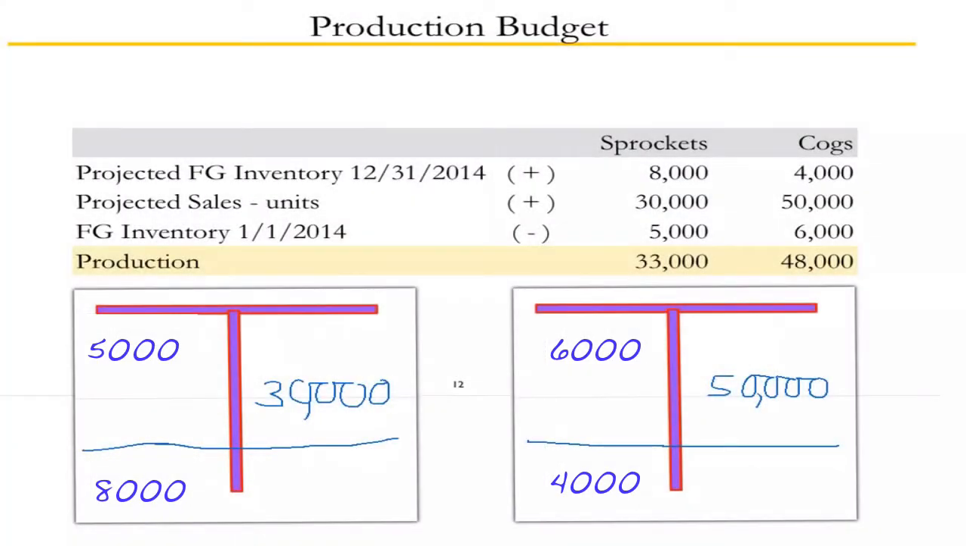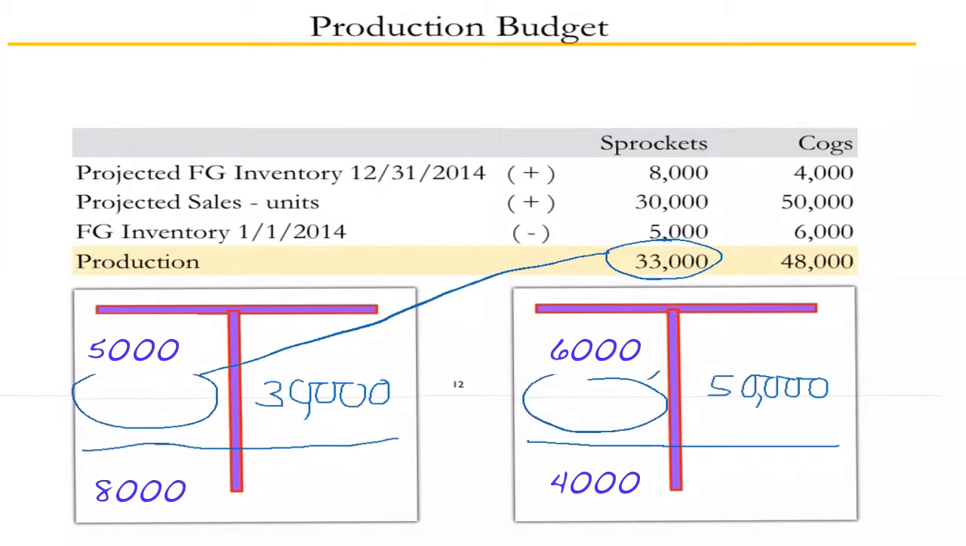I'm working out the finished goods inventory so as to determine the amount of production. And you can see what I've left blank are the number of units produced. So in the case of sprockets, the answer is 33,000, and in the case of cogs, the answer is 48,000.